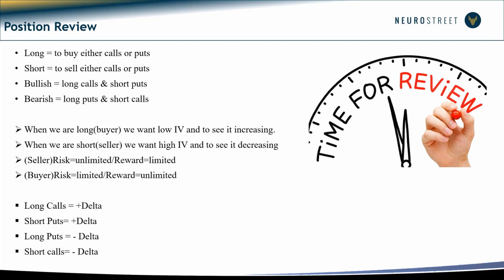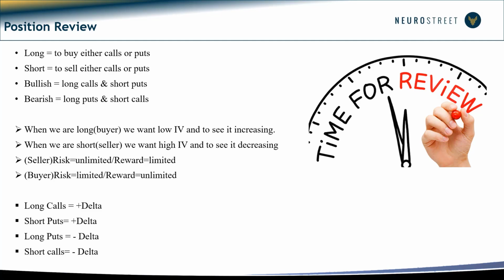So when we're a buyer of options, we want low implied volatility. And when we're a seller of options, we want high implied volatility. As a seller, your risk is always unlimited and your reward is limited. As a buyer, your risk is limited and your reward is unlimited. And we always want positive deltas. With long calls, you're going to have positive deltas, and short puts, you're going to have positive deltas. Long puts, negative deltas. Short calls, negative deltas. And then remember, theta, we always want high theta when we're a seller of options. And we'll get into that after.